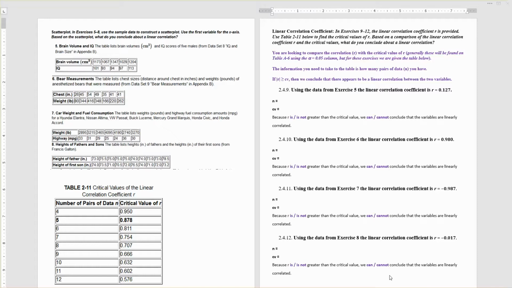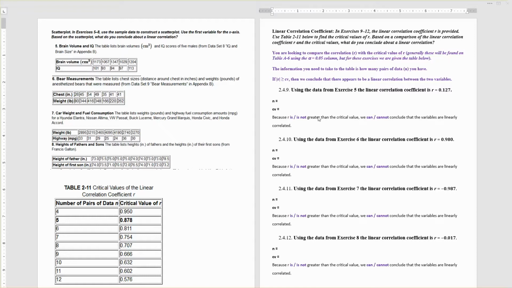Okay, we're taking a look at Chapter 2, Section 4, and determining whether or not there appears to be a linear correlation between two variables by comparing the correlation coefficient R to the critical value of R. And I have exercises 9 through 12 set up here. What they provide us is the value for R. What we need to do in order to make a determination is we will need the critical value, and to get the critical value we need to know how many pairs of data there are.